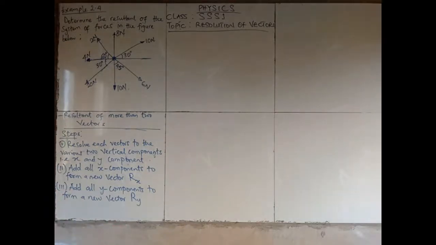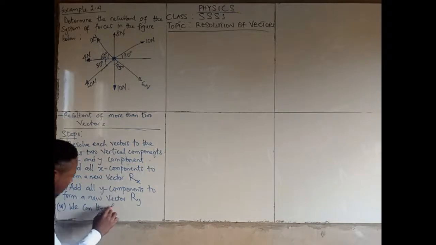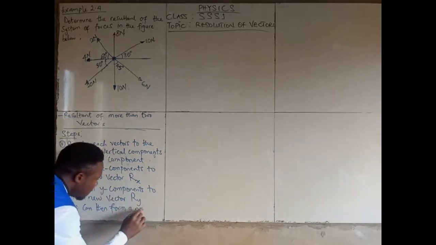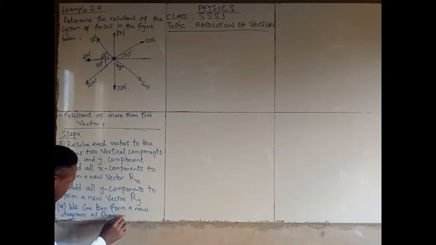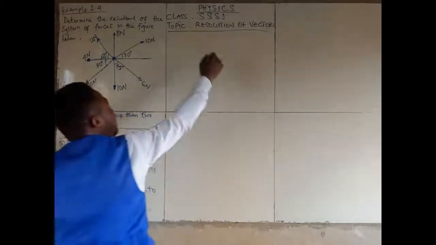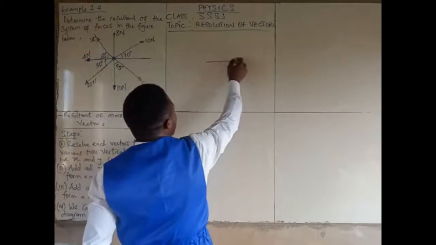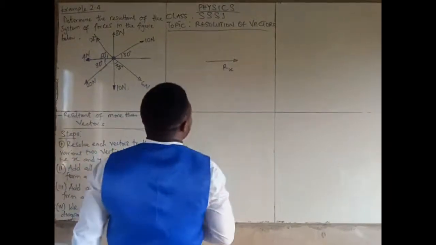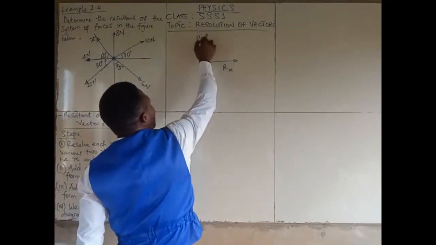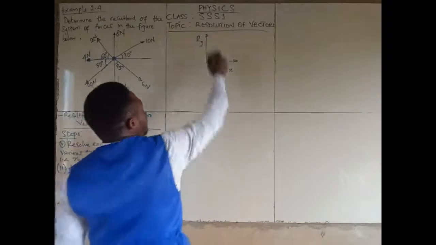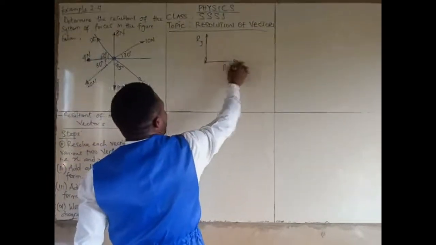We can then form a new diagram as shown. The diagram that we are going to form is that we already formed a new vector Ry on the vertical component, and Rx on the horizontal component.